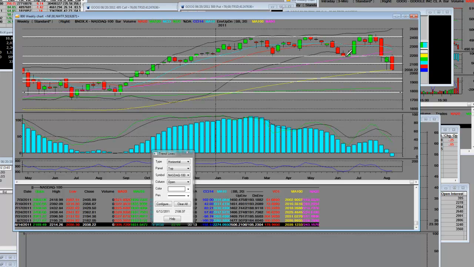We have that major weekly moving average right here. And here's the number. High alert on the Nasdaq 100, because if it breaks lower, that means Apple and Google go lower, and the broader market and the higher beta goes lower if we break it. High alert.